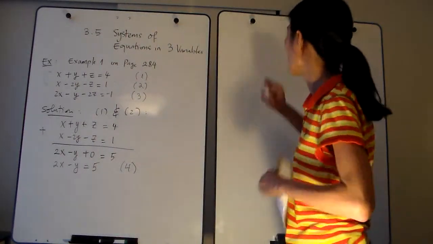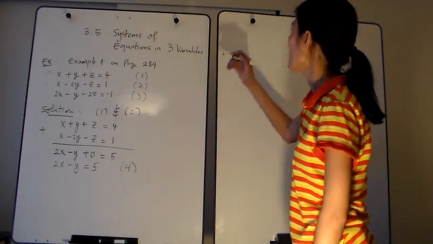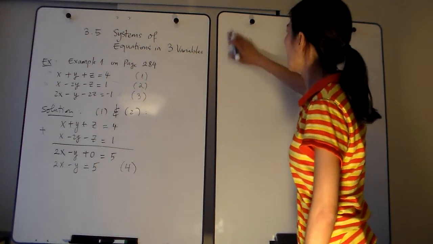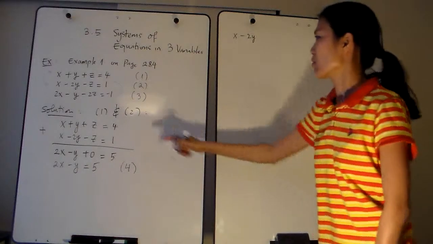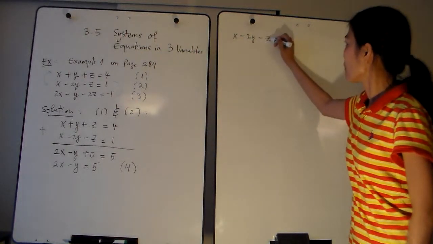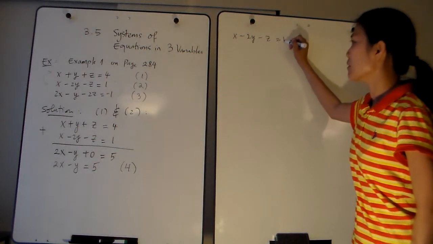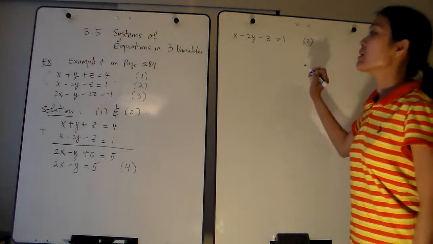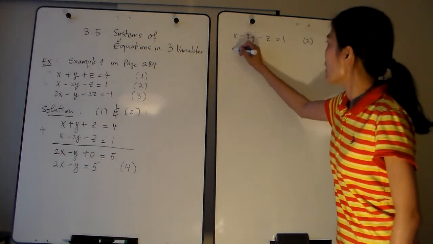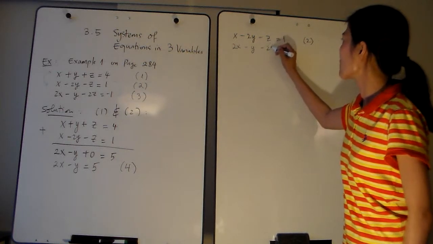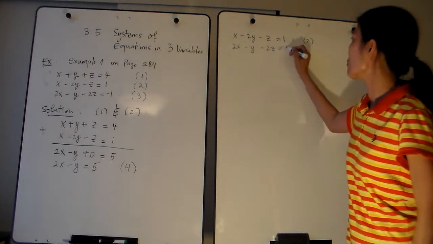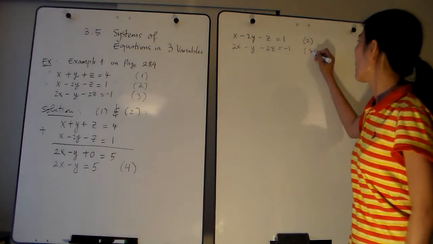So, here for equation 2 and 3, equation 2 which is x minus 2y minus z equals 1. This is equation 2. Equation 3 is 2x minus y minus 2z equals negative 1. Okay?